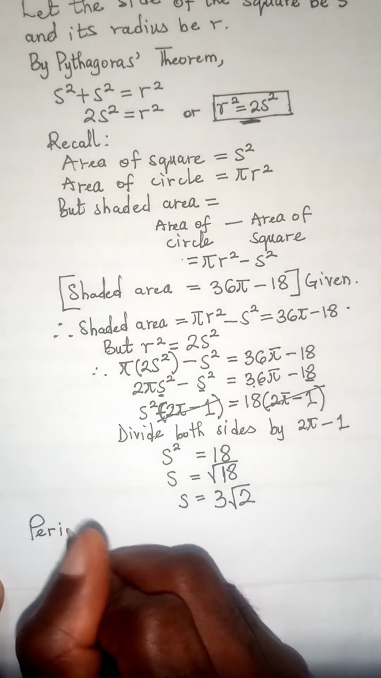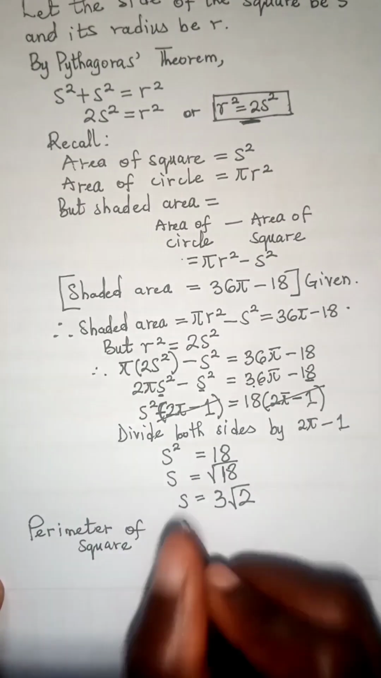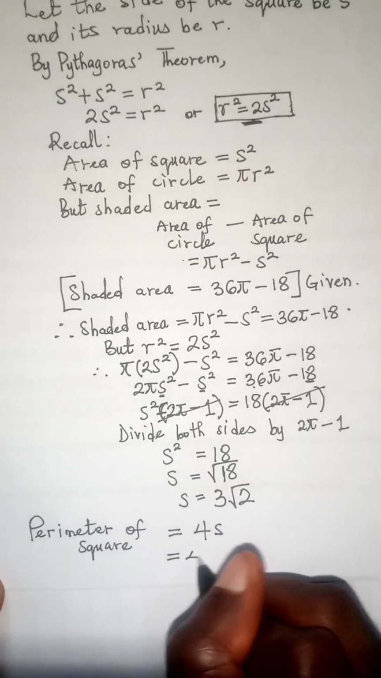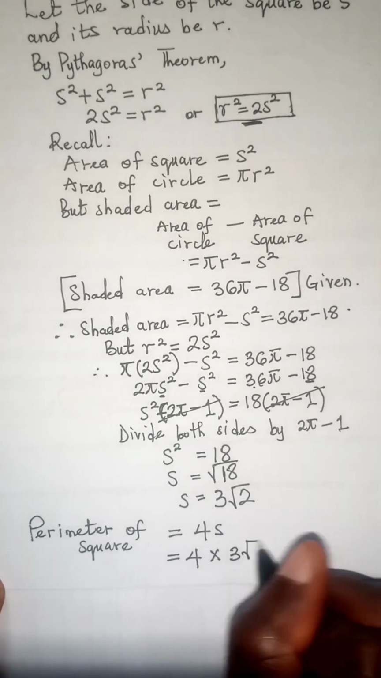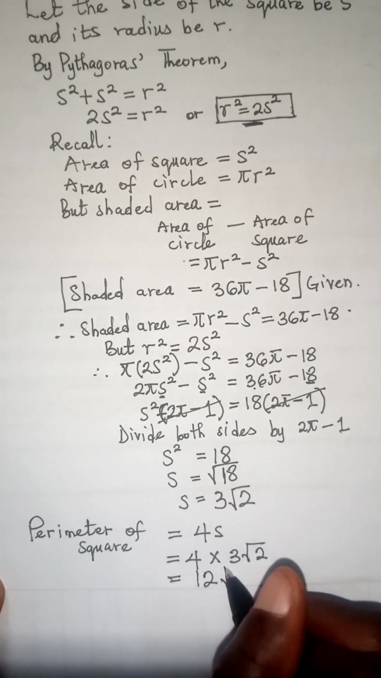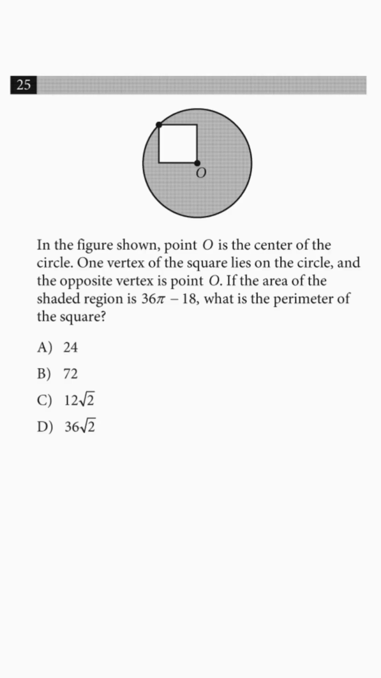Now for the perimeter of the square. Perimeter means the sum of all the sides. So 4s is the perimeter of the square in this case, and that will be 4 times 3 root 2, which is 12 root 2 units. And that can be found in option C. So the correct answer is option C.